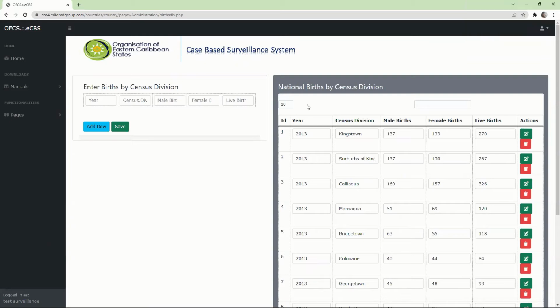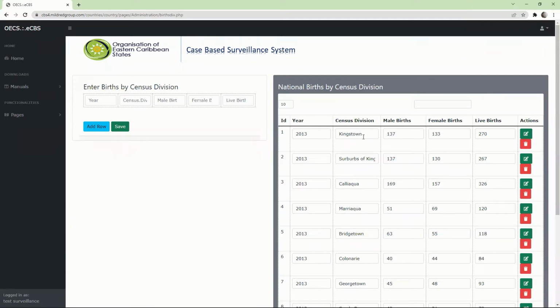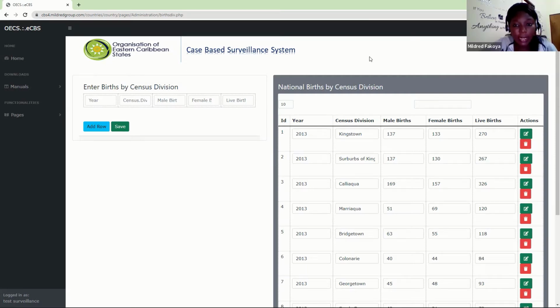Yes, Lester? Okay, so Mildred, when you look at the census division, may we be able to do it by parish or by health district? If, for example, you're taking information from your general population when you're doing an assessment, if you just put district, will it just give you by district, or is there the possibility that you have district and parish and you can pull out from any one if you want? Is that possible? For now, it's not, but I can make that possible.